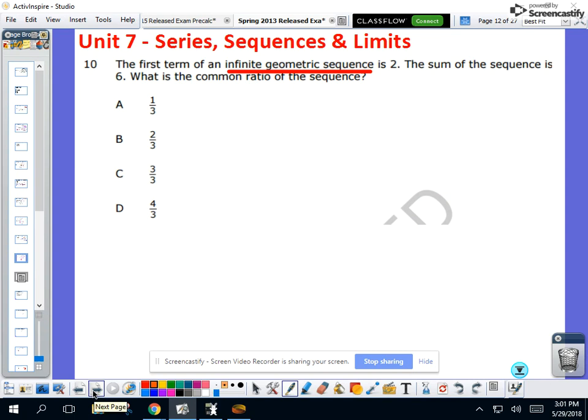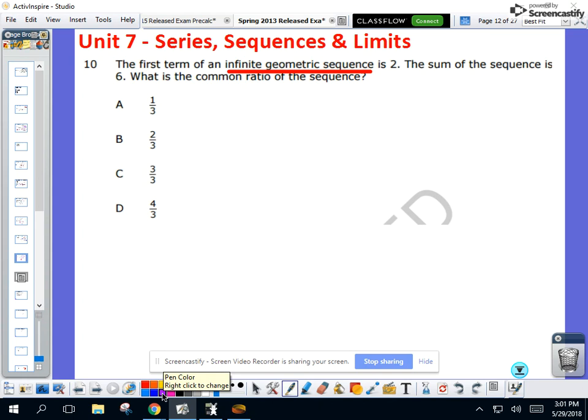Number 10 gives us the first term of an infinite geometric sequence. That's nicely underlined for you now because you should be queuing into something that we talked about in Unit 7. An infinite geometric sequence has a sum as long as a few rules are intact. It says the sum of the sequence is 6, and we're trying to find the common ratio.